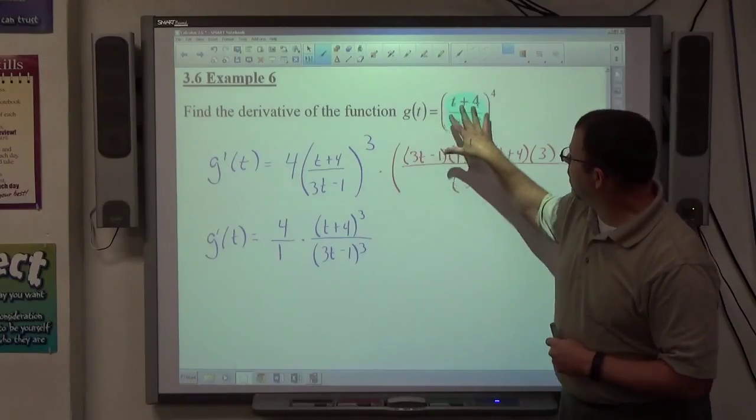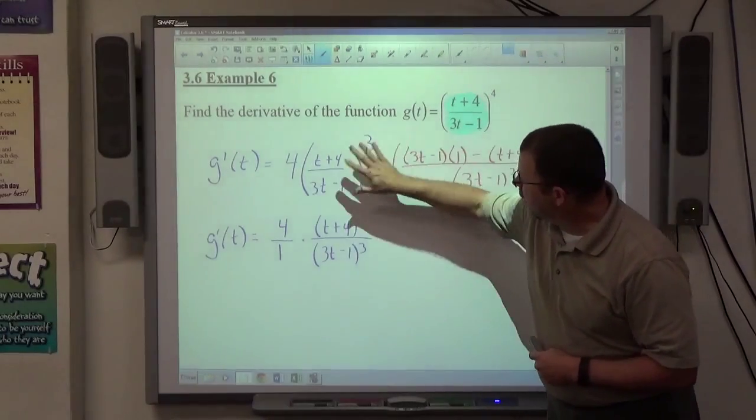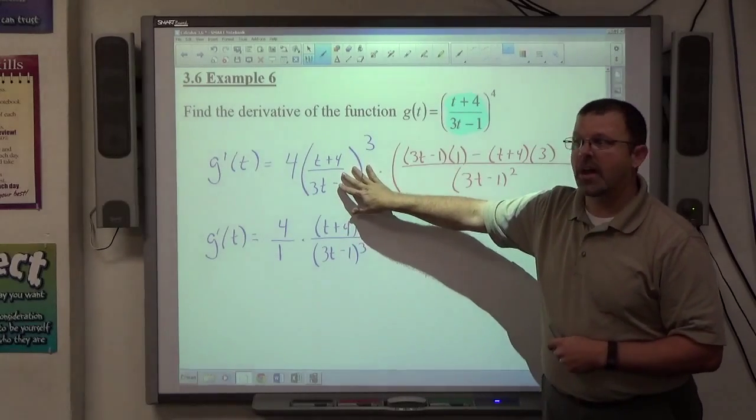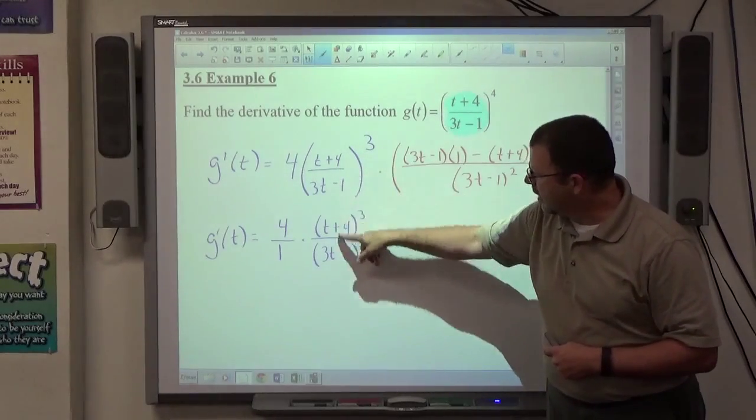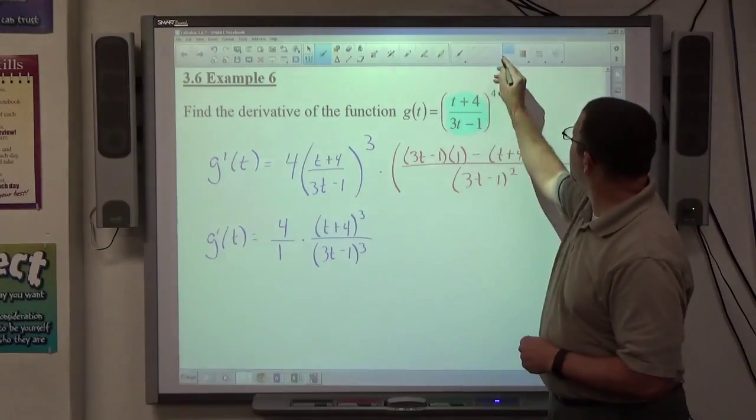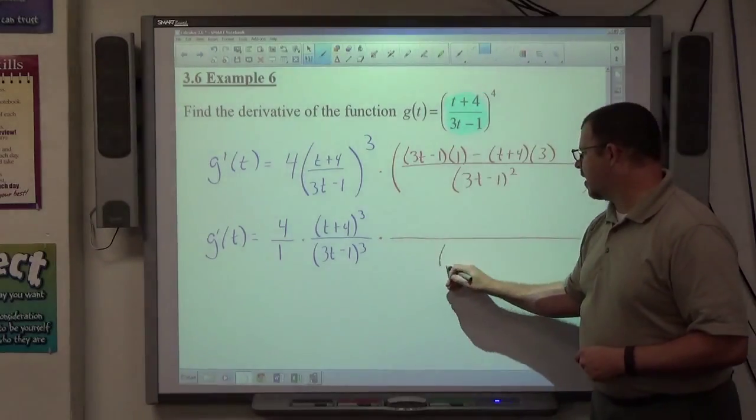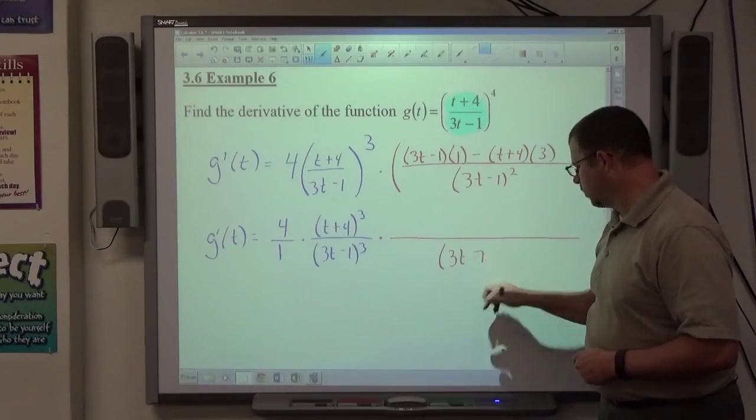So whenever you have this quotient to a power object, do the calculus first because the chain rule is much easier there. But then go ahead and split that apart. Now when I get to this red piece, the bottom is 3t minus 1 squared.